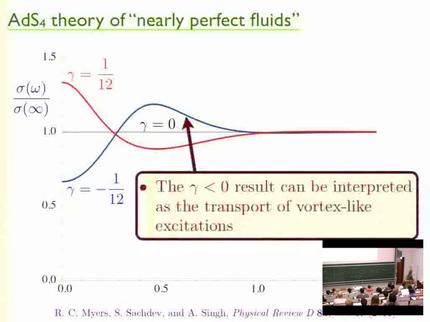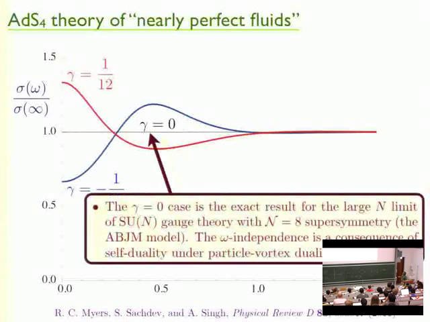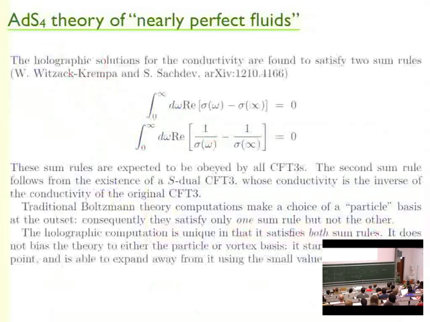Right. And the ABJM model at N equals infinity has, in fact, gamma equals zero. We don't know what happens at order 1 over N, but N equals infinity is that value. In fact, we even know the value of sigma of infinity precisely for that theory. Okay, what else am I going to say?